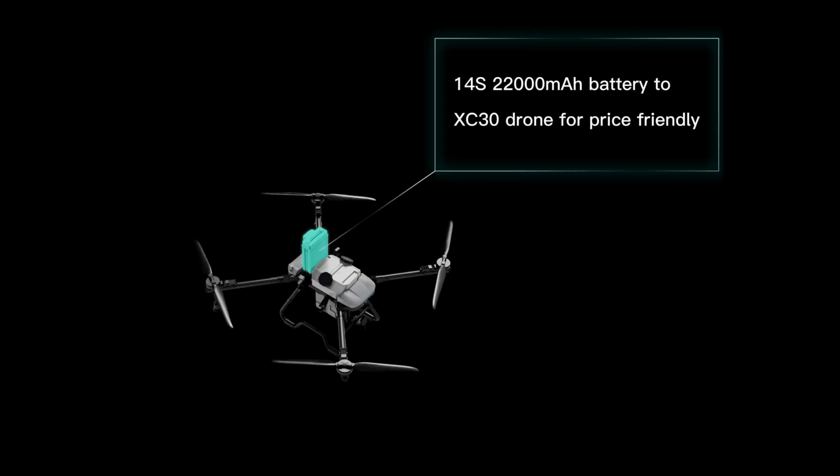The XC series drone has a lightweight design, enabling the XC30 model to work with a 14S 22,000 mAh battery per flight, which is extremely price-friendly and reduces usage and maintenance costs.